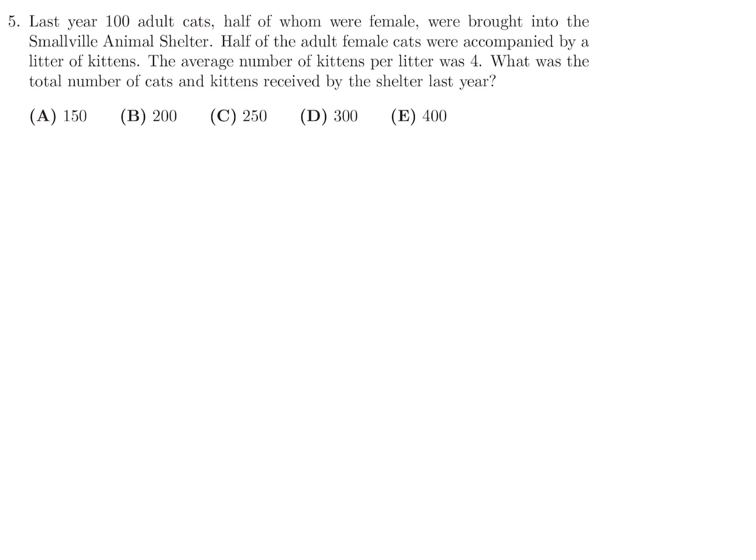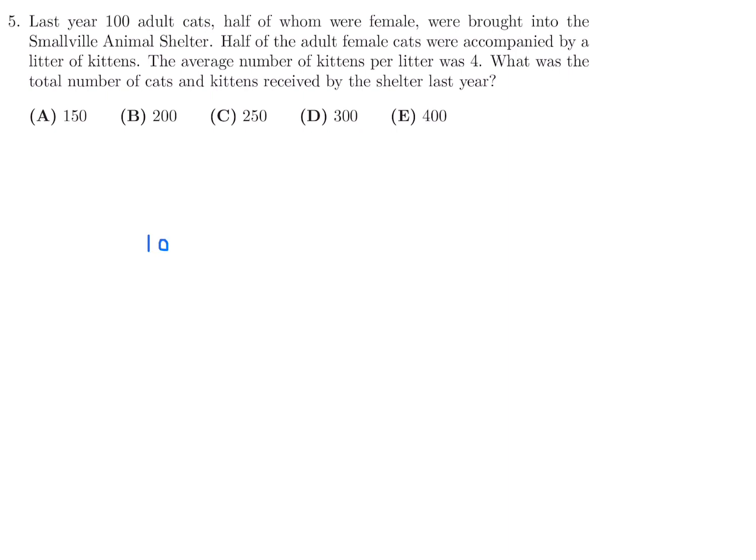Last year, 100 adult cats, half of whom were female, were brought into the Smallville Animal Shelter. Half of the adult female cats were accompanied by a litter of kittens. The average number of kittens was 4 per litter. What was the total number of cats and kittens received by the shelter last year?